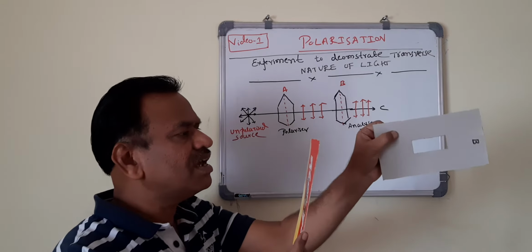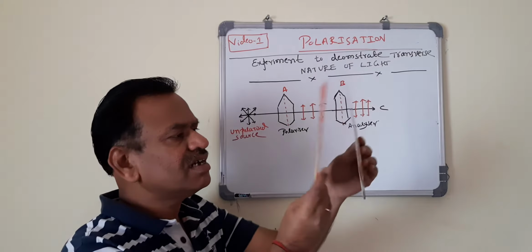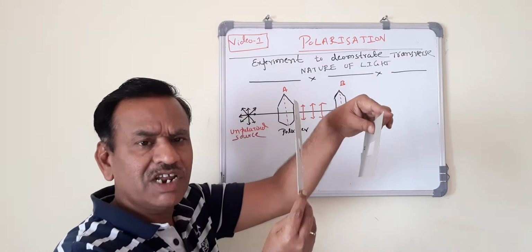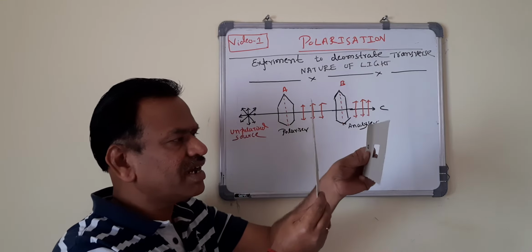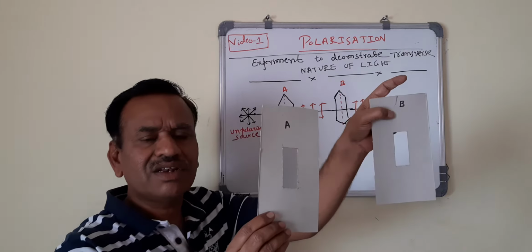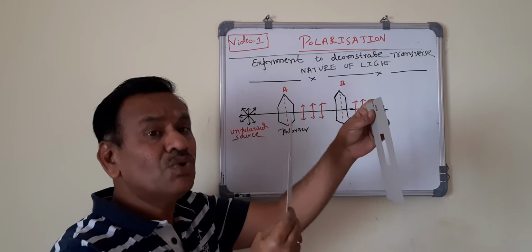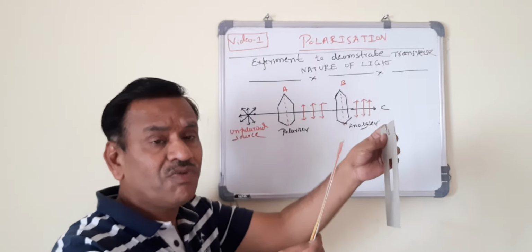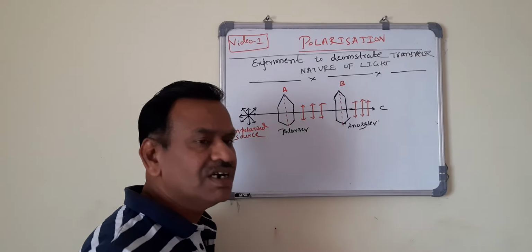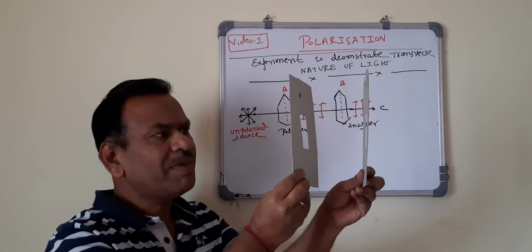Again, crystal B goes on rotating like this. Now you see, again it becomes parallel. Then again rotate it like this. Again it becomes perpendicular, so that again it will cut off the light. Again I will rotate it like this. Now both are again parallel here. So in one complete rotation, you are observing 2 times maxima and 2 times minima of the intensity of the light.